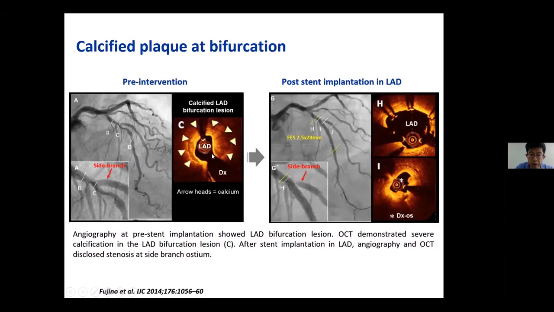Around the LAD, there's a heavily calcified region, except the diagonal branch. Angiography at the pre-stent implantation showed the LAD bifurcation region. OCT demonstrated severe calcification in the LAD bifurcation region. After stent implantation in the LAD, angiography and OCT disclosed stenosis at the side branch ostium. This is a carina shift.